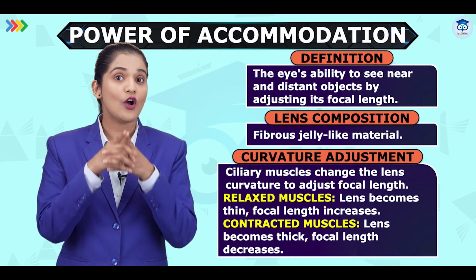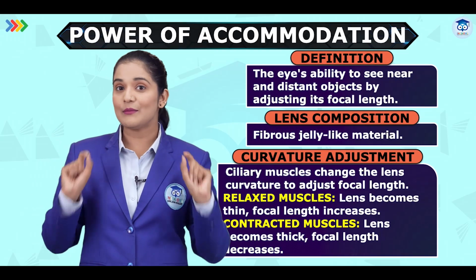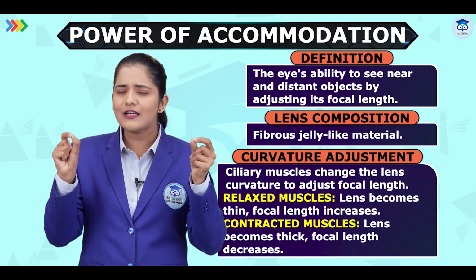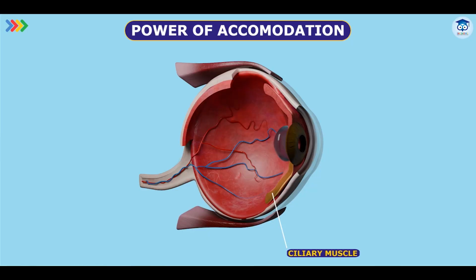Moving ahead to a concept called power of accommodation, it is the ability of the eye to adjust its focal length to clearly focus on objects at different distances. This adjustment is done by the ciliary muscles, which change the curvature of the eye lens, thus changing its focal length.